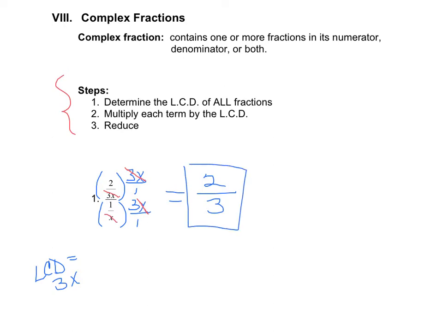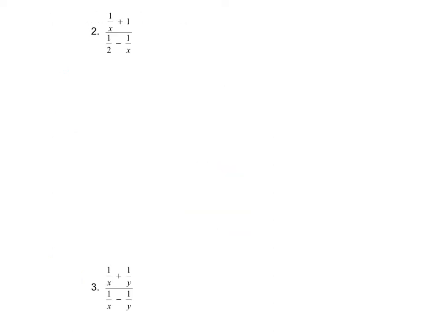Okay, let's move on to another example. Example number 2 is a complex fraction because you have fractions within a fraction. So I need to get rid of those extra denominators by multiplying through by the LCD. So let's take a look at all our extra denominators. We have an x, a 2, and an x. What do you think the LCD would be for this complex fraction? You're right, it's going to be 2x. So I'm going to need to multiply every single term by the 2x.